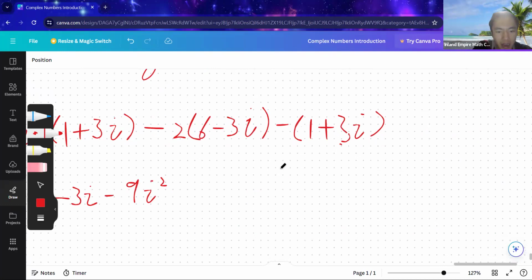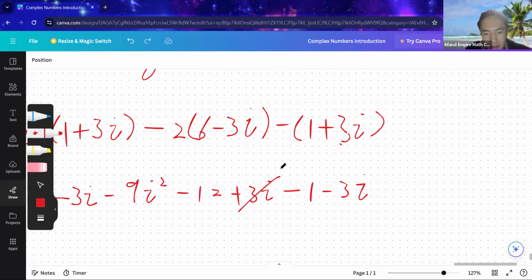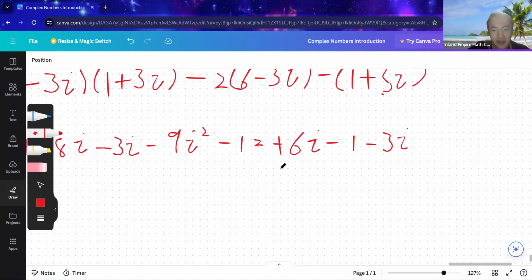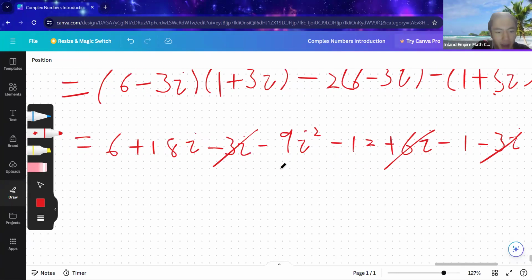And then on this side, you have minus 12 plus 6i, because it's 2 times 3i. The two negatives cancel. You have the minus 1 minus 3i. I don't remember it being that easy, but actually yes, it still does cancel. You have minus 3i here and minus 3i here, that adds up to minus 6i, so you can cancel that.